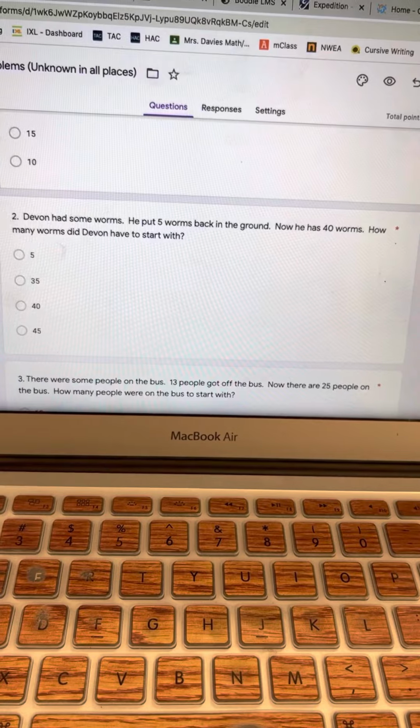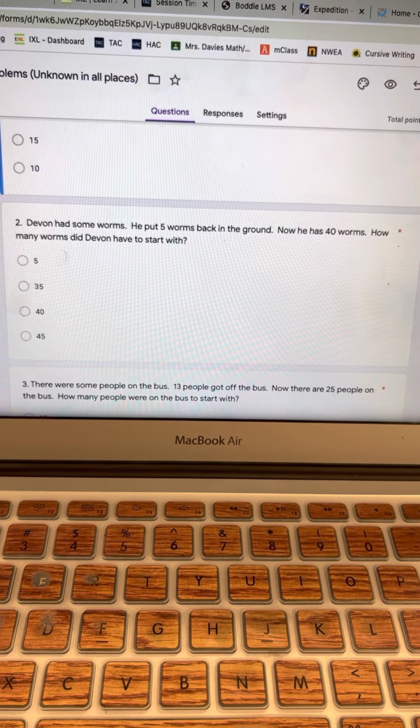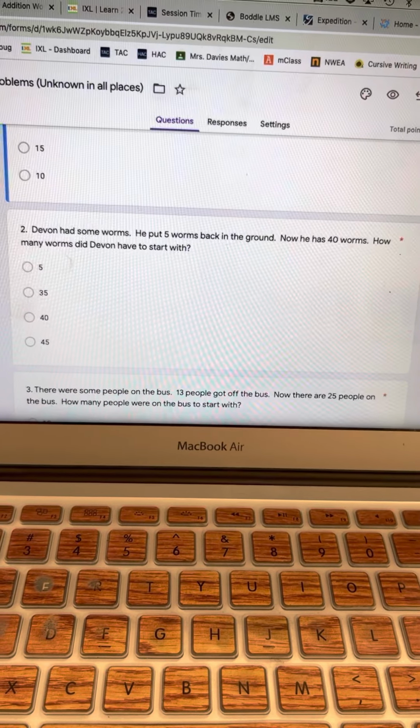All right. Number two, Devin had some worms. He put 5 worms back in the ground, and now he has 40 worms. How many worms did Devin have to start with?